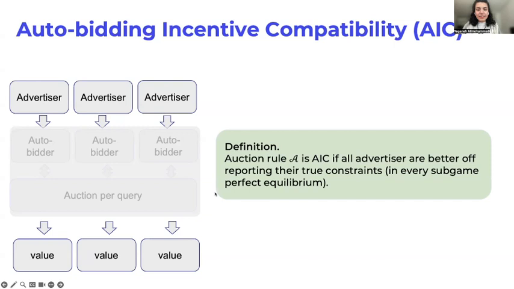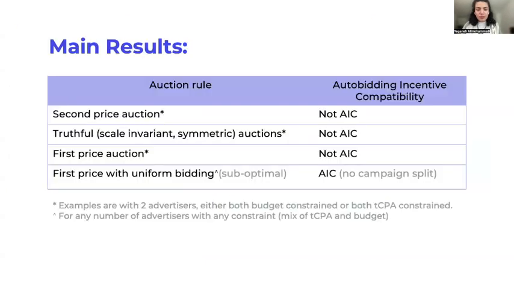Now with this definition of AIC, let me show you our result. We looked at different kinds of auction and see whether they are AIC or not. In second price auction, or more generally truthful auctions, and first price auction, we showed that the auction rules are not AIC, meaning that there are examples such that the advertisers have incentive to misreport their constraints.